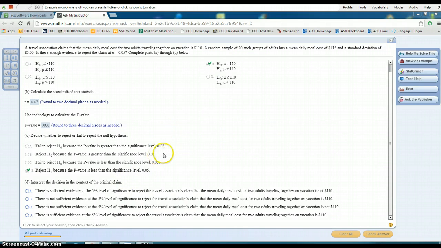Now, in this particular case, we know that our hypothesis was that the mean was $110. In other words, that is the claim. The mean daily meal value for two adults traveling together is $110. Since we reject the null hypothesis, since the p-value is less than the significance level, then there is sufficient evidence at the 5% significance level to reject the travel association's claim that two adults traveling together on vacation will spend $110 for meals. So we'll check the answer. Good job, and we're done with this.